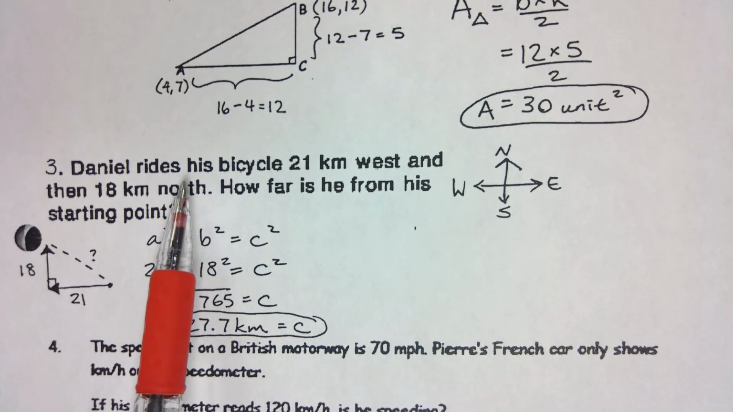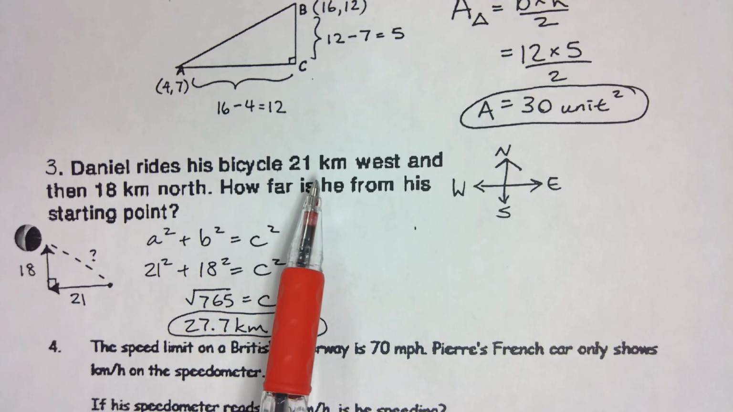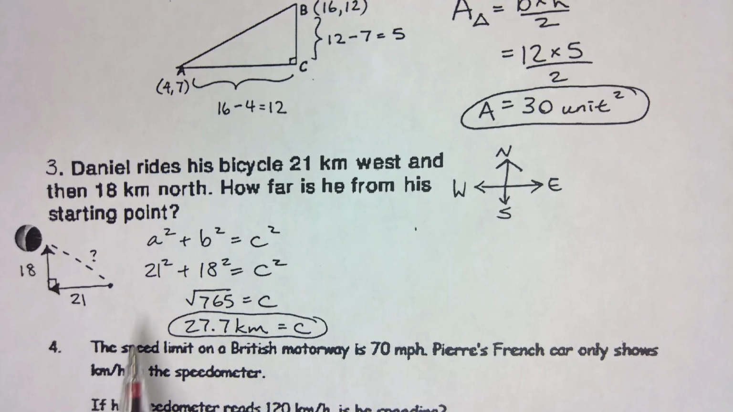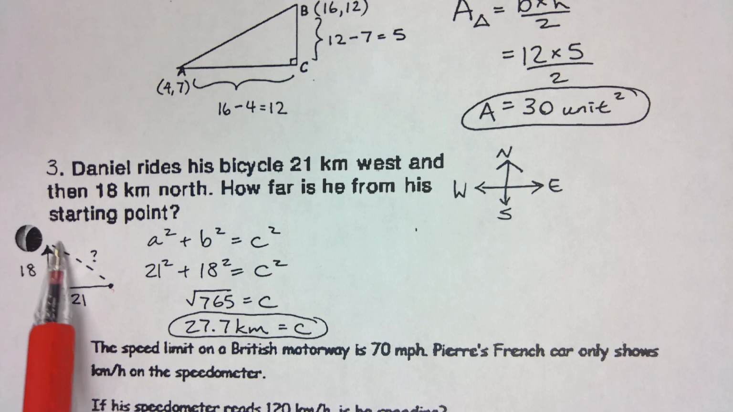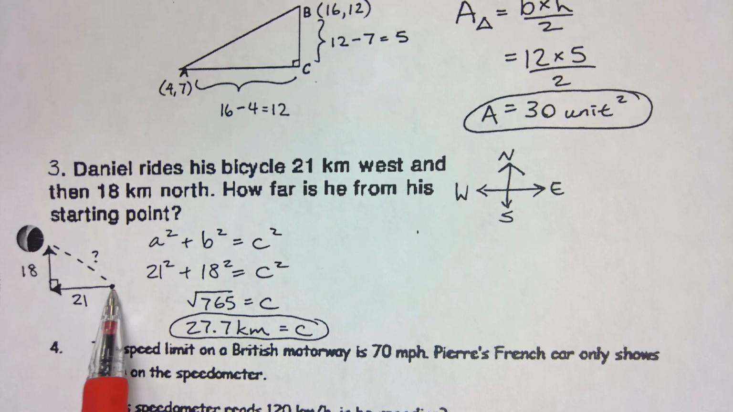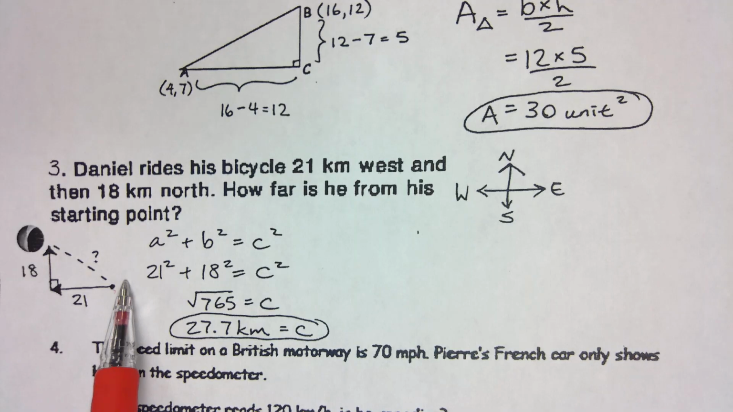Daniel is riding his bike 21 kilometers west, so going this way to the west, and then 18 kilometers north, so up. How far is he from his starting point? Which means you are drawing a right angle triangle and you're looking for the hypotenuse. So when you plug it in, you get that.